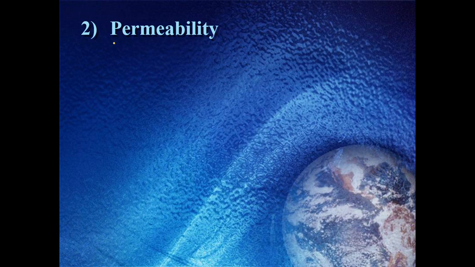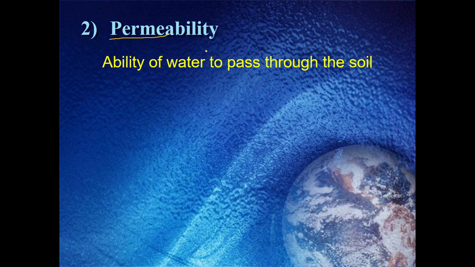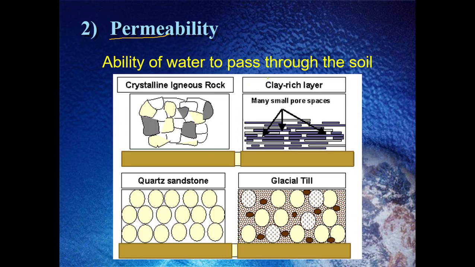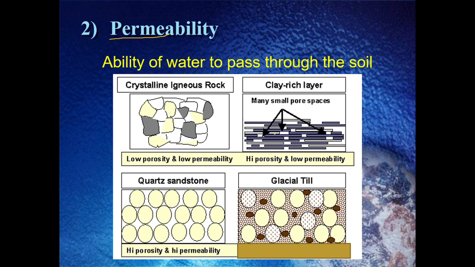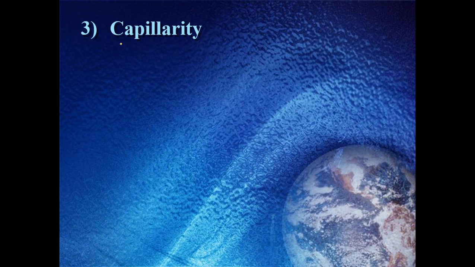So that takes us to permeability. So to permeate, right? In order to permeate means the ability of water to pass through the soil. So water can enter the soil. All right, and we can see these different types. All right, the greater the pore space, the easier it is for water to pass through it. Right? Then we have capillarity.